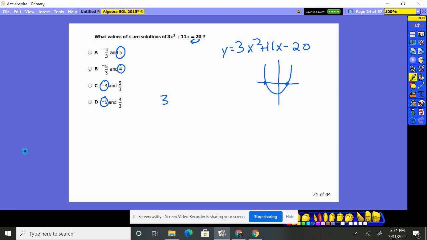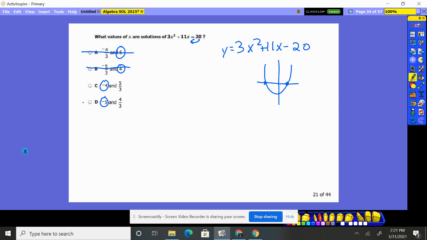So let's see, does 3 times 5 squared plus 11 times 5 equal 20? I can tell you right away, not a chance in the world, because this is 75 plus 55. That's not going to equal 20. So forget it. 5 is not one of the zeros. 5 is not a solution at all. So choice A, gone. I'm going to put money that choice B, the positive 4, is also gone, because 11 times 4 is 44. That's already over, so that's not going to work. So it's going to be one of these negative pieces.